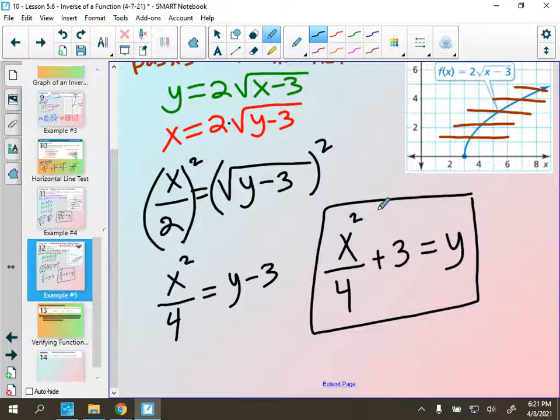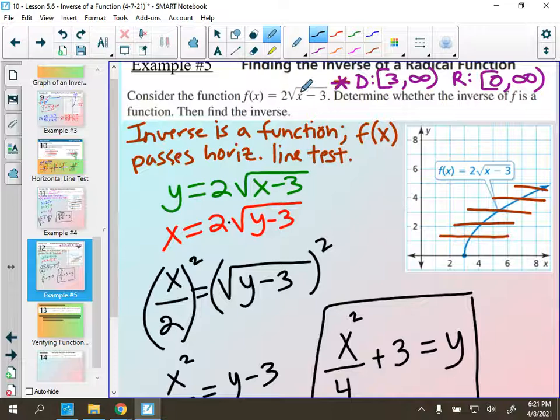So here we go. y equals x squared over 4 plus 3. So just on its own, this isn't all real numbers. If you're just squaring numbers, you can square any number you want. But because we came up with this based on this function that had a restricted range, remember the range of this one now becomes the domain of this one, right? We're switching them. So this one would have a domain of 0 to infinity with a range of 3 to infinity.